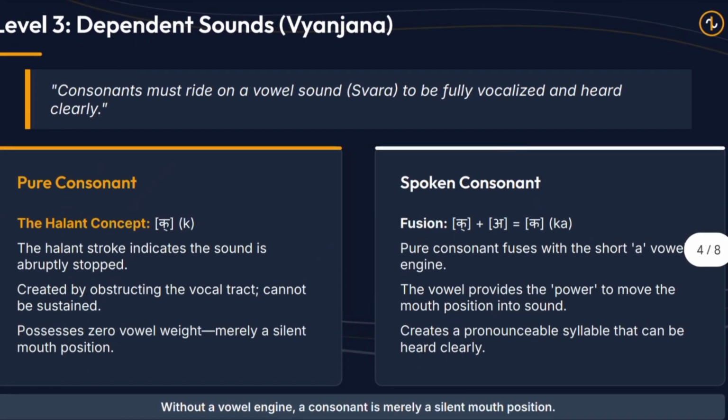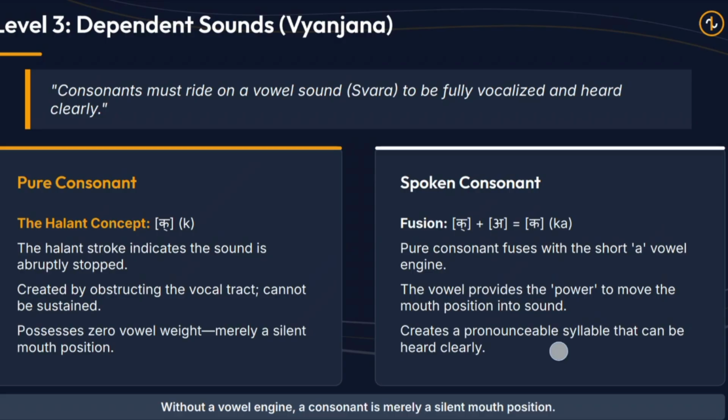What is it? It is the dependent sounds, that is the Vyanjanas. Vyanjanas are called consonants. So there are two things, vowels and consonants. The vowels are called swara. In swara there are two types, Dirgha and Hrasva, and there is a third one called Sandhyakshara. Hrasva is the short vowels, Dirgha is the long vowels, and Sandhyakshara is the compound vowels formed with two distinct sounds fused together. Now we move to level 3, that is the consonants, the Vyanjana.